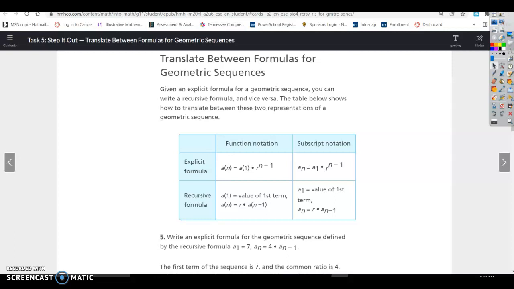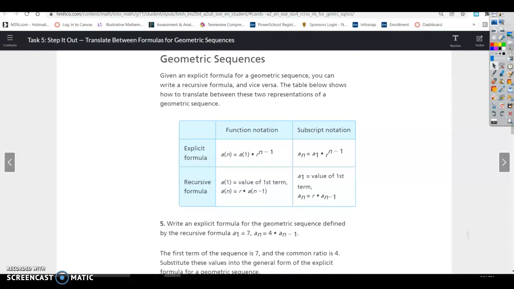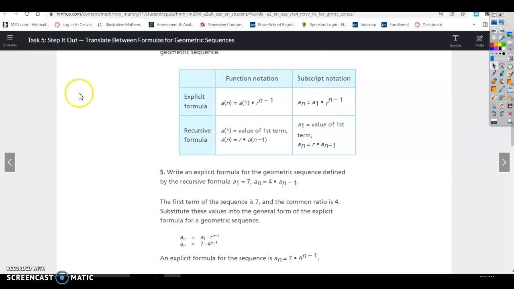Lesson 14.2, task 5. Translate between formulas for geometric sequences. Given an explicit formula for a geometric sequence, you can write a recursive formula and vice versa. The table below shows how to translate between these 2 representations of a geometric sequence. This is good information to have in your notes. This shows you function notation for both explicit and recursive, and subscript notation for both explicit and recursive. You can see these are very similar, a sub n and a sub 1.